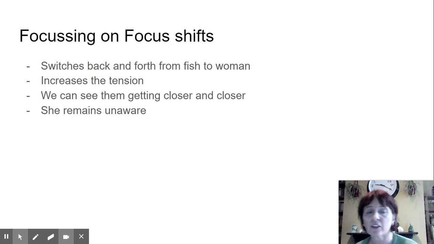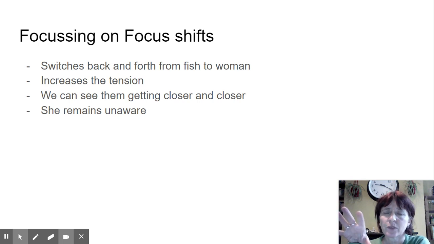The first way he tries to achieve tension is by the focus shifts. If you look back, if you've got it in front of you, you'll see that we constantly switch backwards and forwards from the fish, the shark, to the woman. So we have a passage describing the woman swimming, we have a passage describing the shark, and then we go back to the woman, and then back to the shark, and we keep going backwards and forwards until the passages get quite short, and then eventually they're brought together.